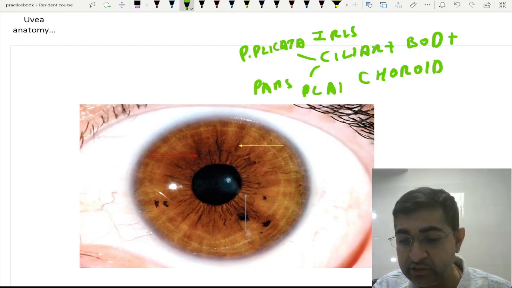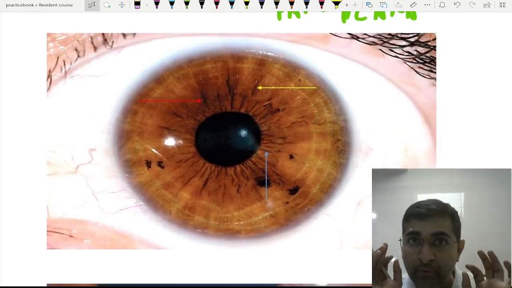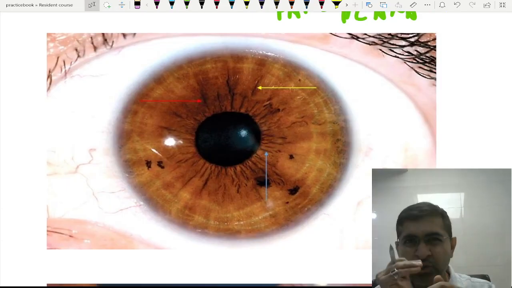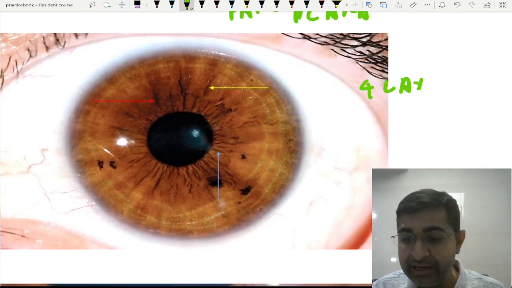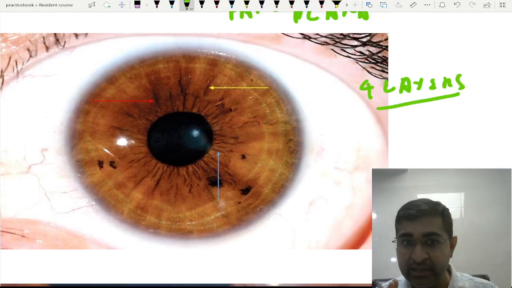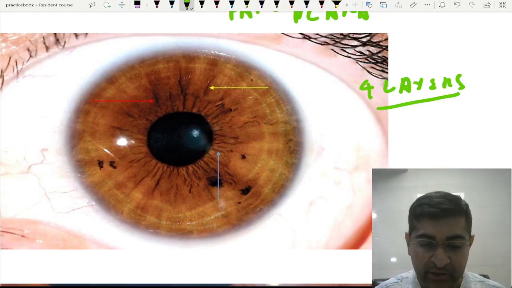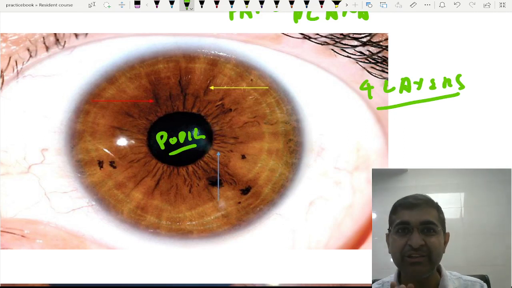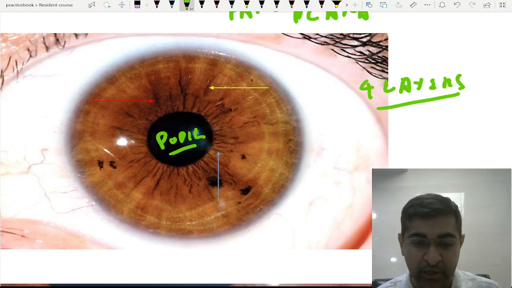Now let's start with the iris. This is the image of an iris. How many layers of the iris are present? We are going to do it in a little while. There are 4 layers of the iris. Now what is this central part? This is known as the pupil. You are already aware of this. You all are very good, intelligent chaps. So this central part is the pupil, right?